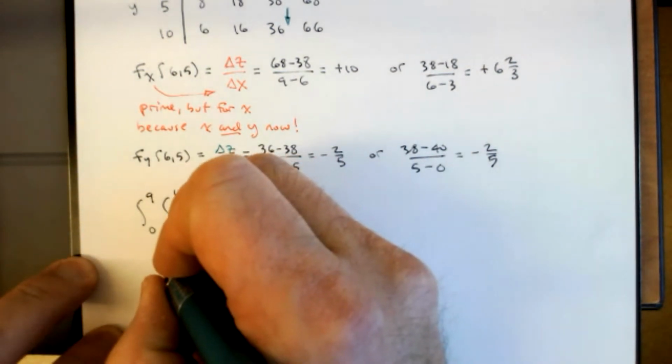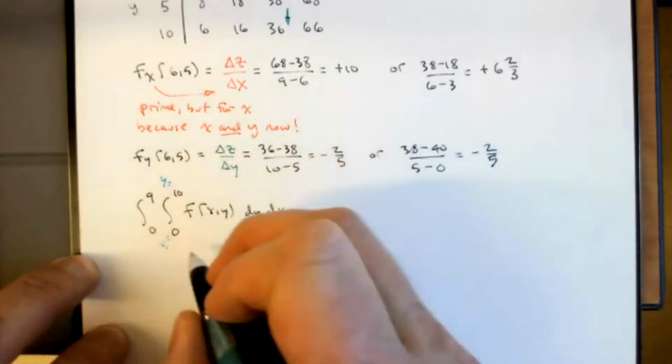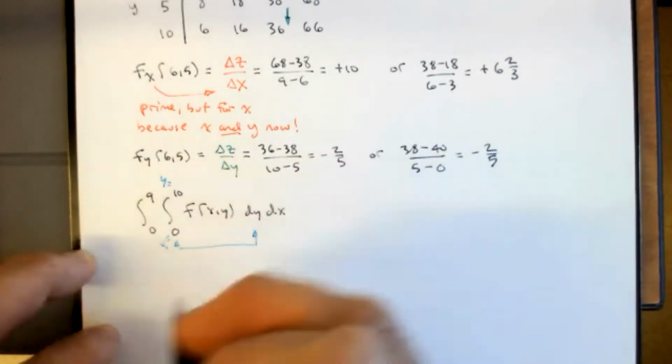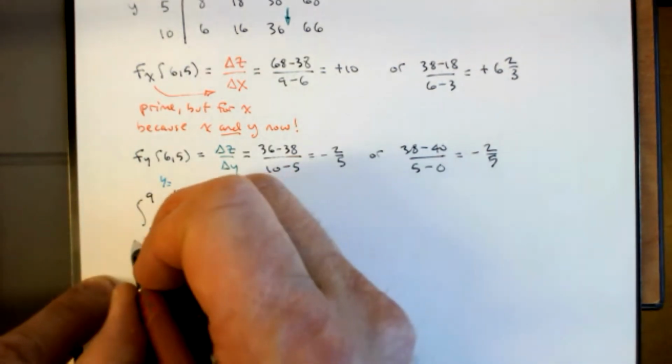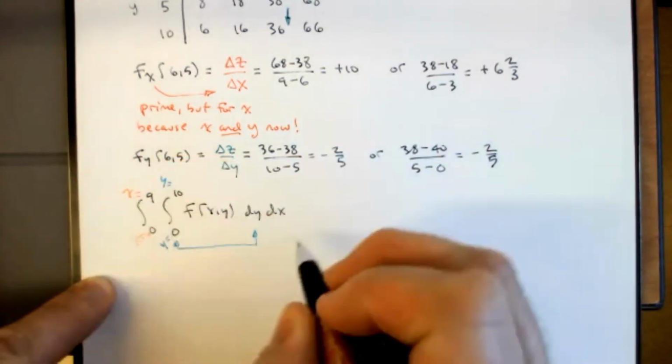This is y equals 0. y equals 10. And the 0 to 9 is the x. That one goes on the outside. So rather than a first and a second integral, we should talk about the inside and the outside. So this says x equals 0, x equals 9.